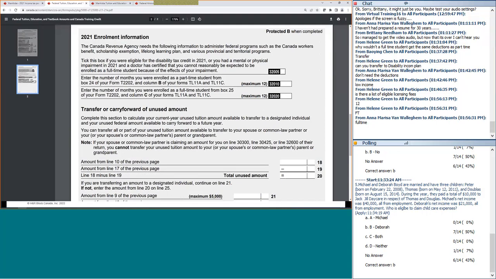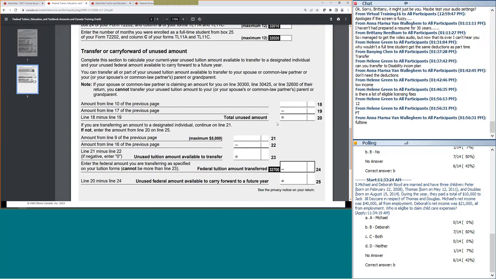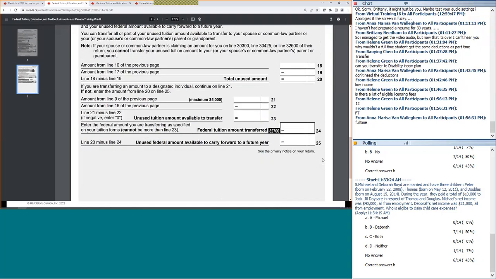Then you're going to say, if you're disabled, and how many months part-time, how many full-time. Then you're going to find out if you want to transfer. If you want to transfer to a parent or to a spouse, you can transfer a maximum of $5,000 only from what's from this year. You cannot transfer carried forward amounts. You can only transfer new amounts. So we're going to find out how much new amounts you have available and then transfer as much as you can. Choose what you're going to transfer. Everything else will be carried forward to the next year.